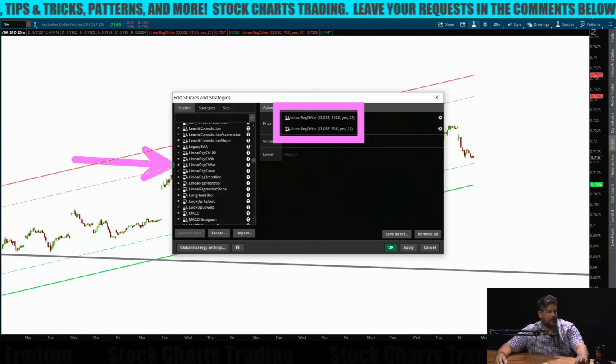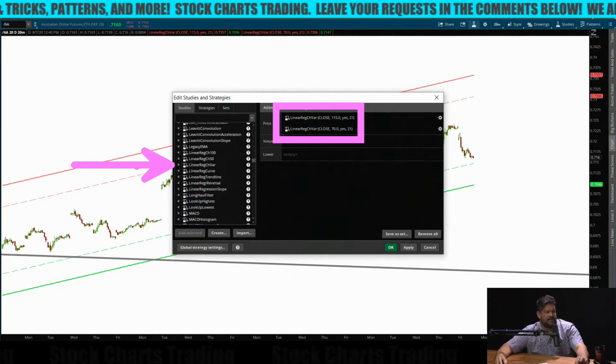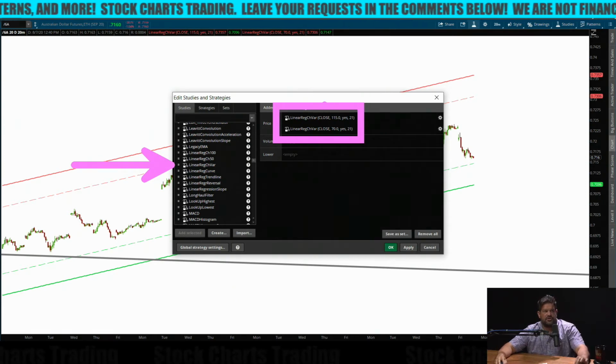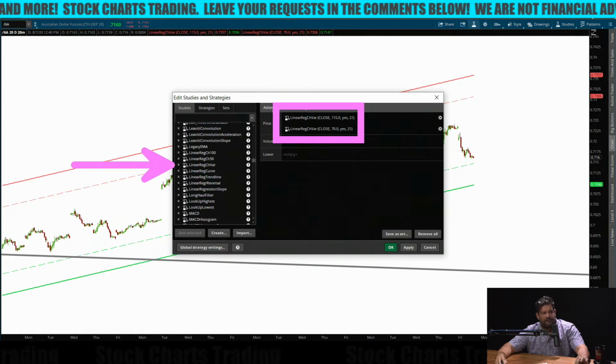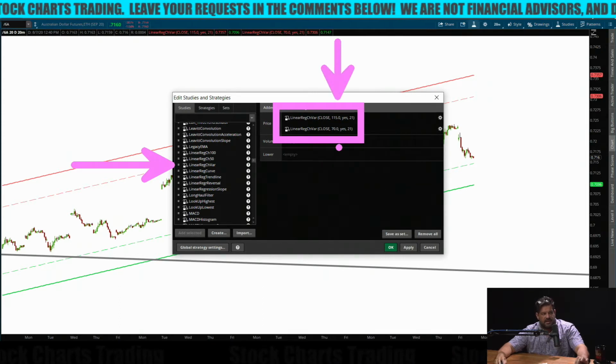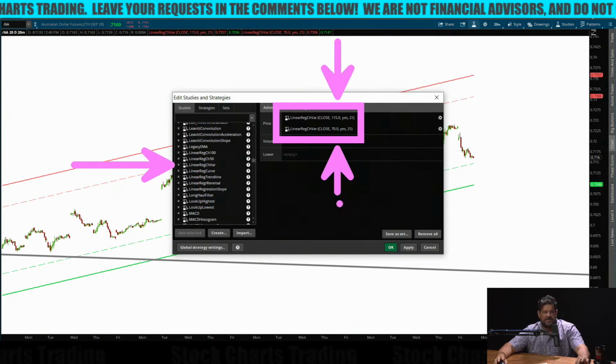I'm using two LRCs here, and I'll show you exactly the numbers that I'm using to get this on your charts. Okay, here we are on the studies tab, and you can see it's linear regression channel variable, because the variable is that you can change it. And so you can see up here, I've gone to a 115, and that's the outer band, and then I've gone to a 70, which is the inner band.